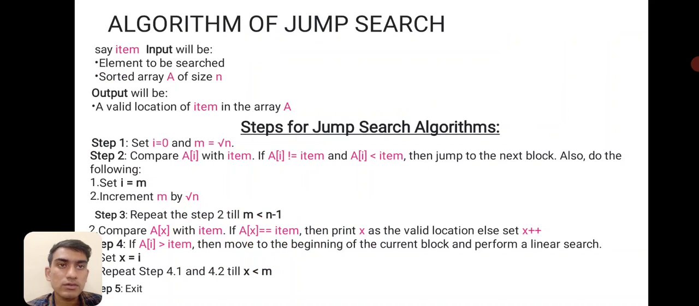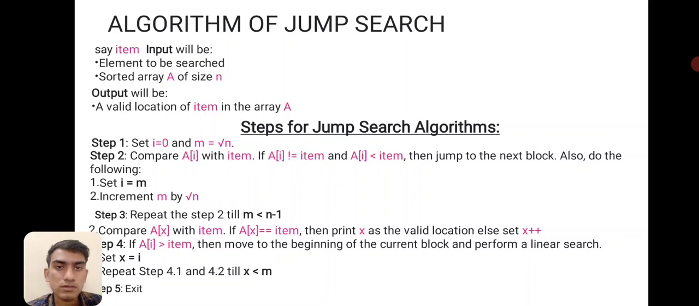So here is an algorithm for jump search. The input will be the element to be searched, the sorted array and its size. The output will be a valid location of the item in the array A. Step 1 is set i equal to 0 and m equal to root n. Compare A[i] with item: if A[i] is not equal to item and A[i] is less than item, then jump to the next block.